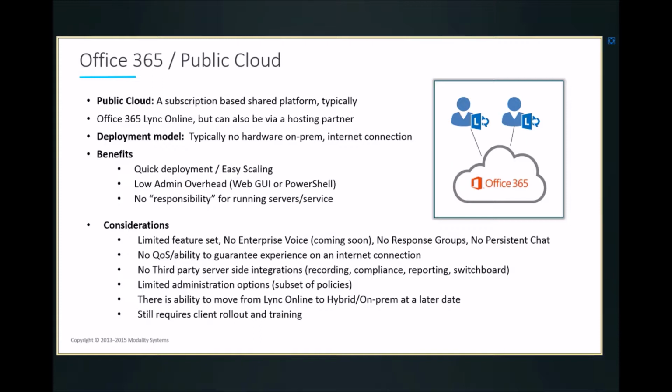But along with those benefits, there are some limitations. The most important one today is there's no enterprise voice. So enterprise voice is Microsoft's term for PSTN voice. So essentially, if you want a real phone number and to use Skype for Business as your primary phone, you can't do that in Office 365 today. Some hosted public cloud providers might provide you with that functionality. It changes from provider to provider. But even the ones that do have limitations on that ability. So you wouldn't necessarily expect to have things like response groups or advanced voice functionality.